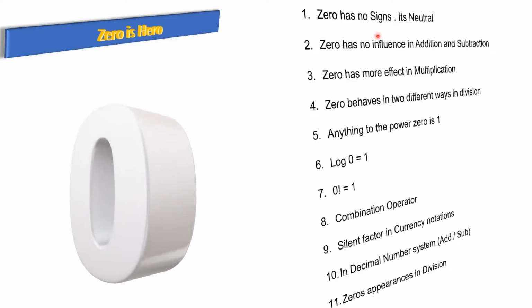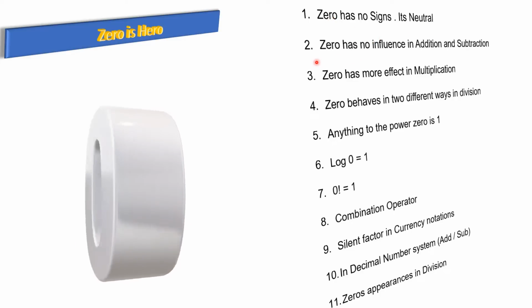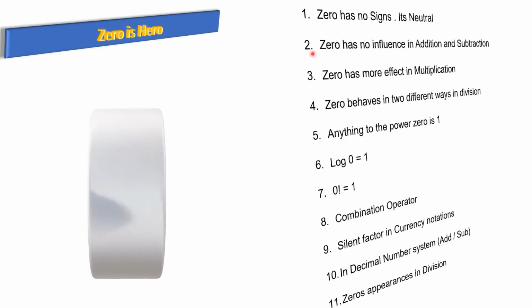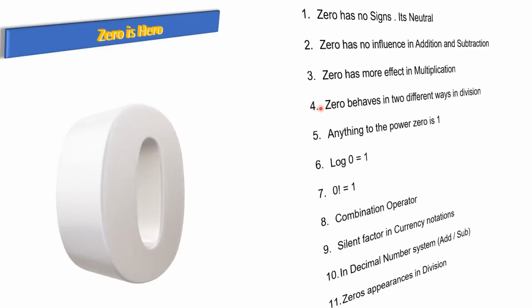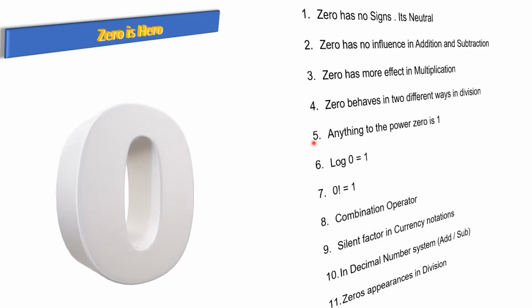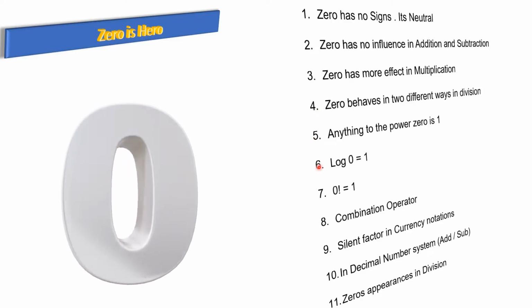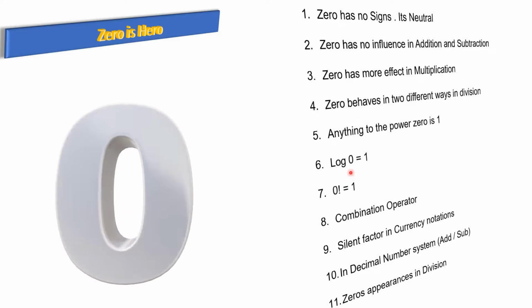0 has no sign. We call it neutral. 0 has no influence in addition and subtraction. 0 has more effect in multiplication. 0 behaves in two different ways in division. Anything to the power 0 is 1. Logarithm 1 is equal to 0. So the log value of 1 is equal to 0.